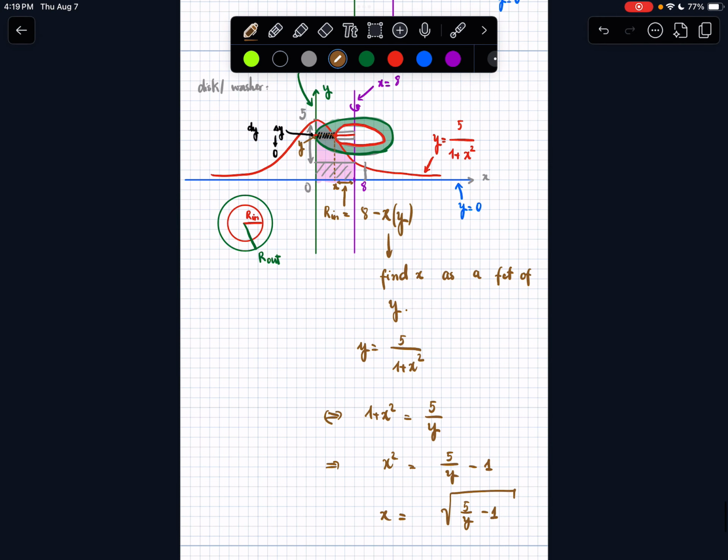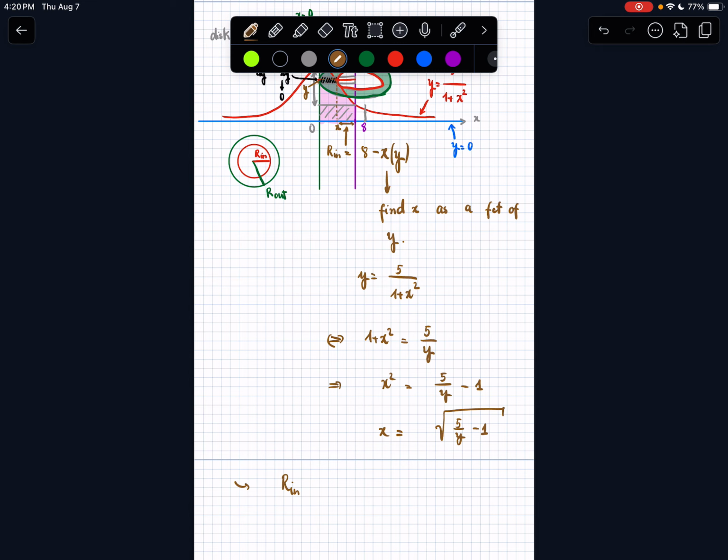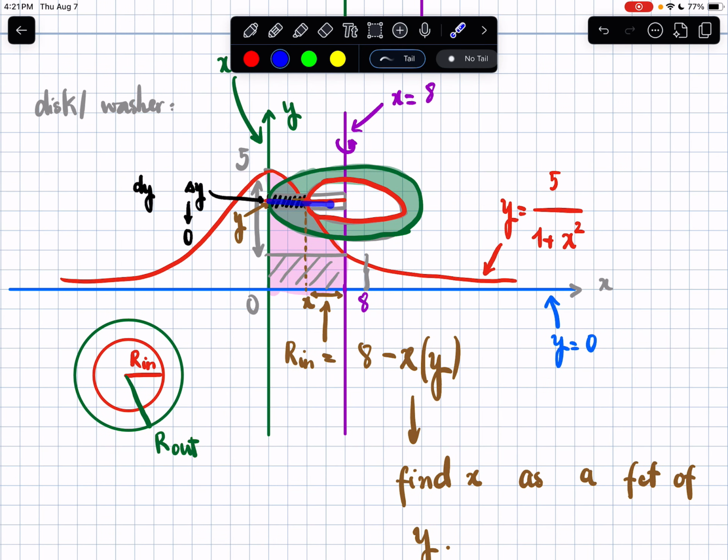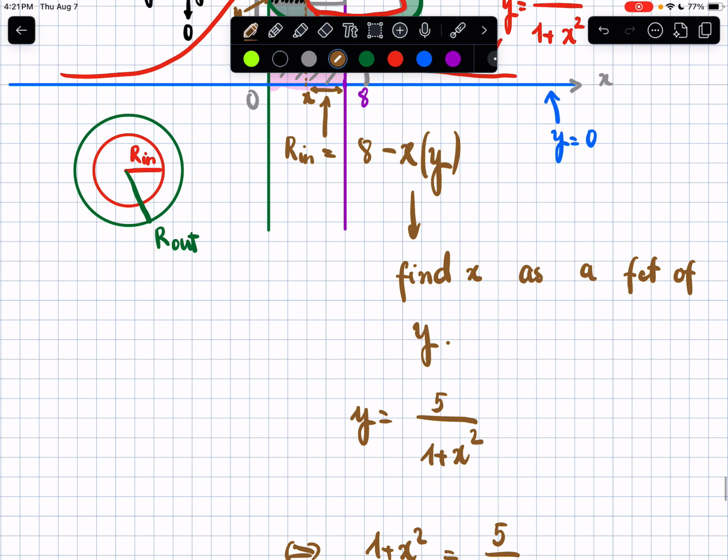For this part, when x is positive, the function x in terms of y can be complicated. The inner radius is 8 minus the square root of 5 divided by y minus 1. For the outer radius, this is the distance from the green curve, which is the y-axis, to the axis of revolution, x equal to 8. So the outer radius is always 8, the distance from 0 to 8. R_outer equals 8.